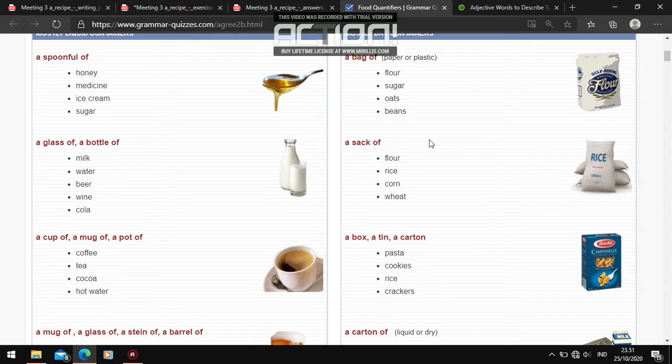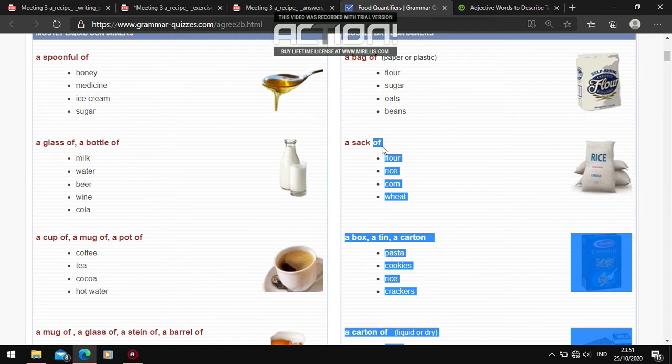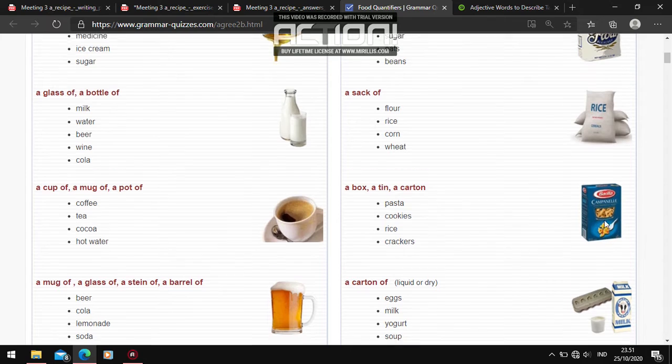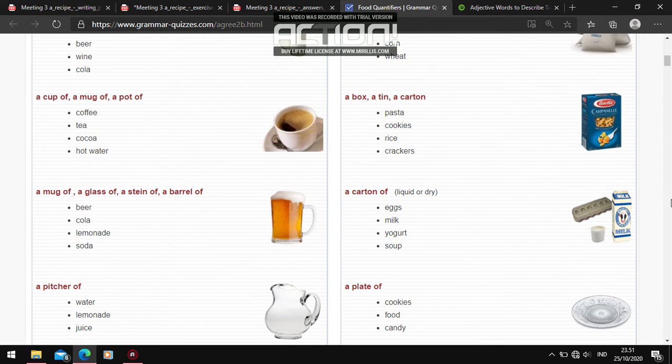Nasi, satu karung, you say a sack. Ya, a sack of, atau misalnya ada juga kan tepung yang satu karung itu. Nah, that's in English we say a sack of flour, a sack of rice, a sack of corn, wheat, and then a box, a carton of.